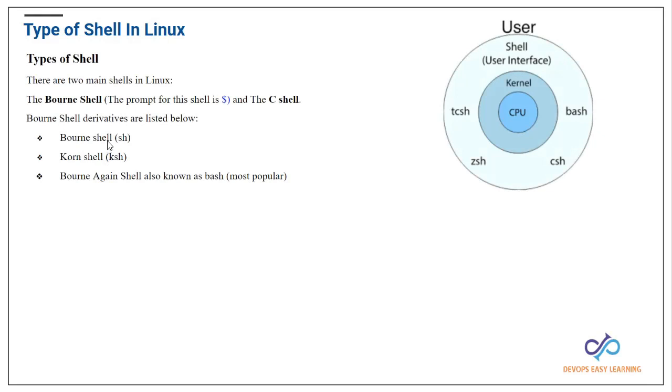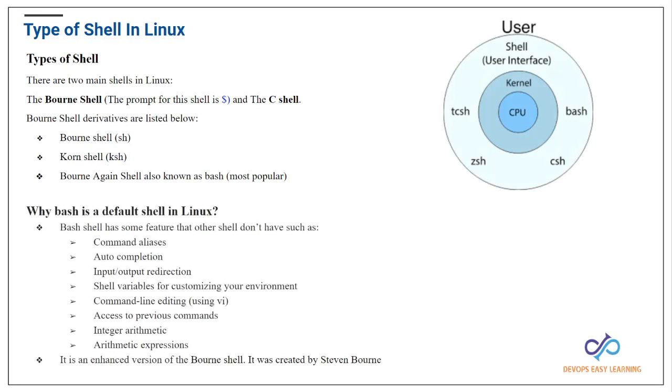Stephen Bourne was the one who created the Bourne shell, and the Bourne Again shell was created by cloning it. When we talk about the Bourne Again shell, why is it the default shell? We also know this one as the bash shell. Why is it the default shell in Linux? It is the default shell because it has a lot of stuff that other shells do not have, such as something called command aliasing.